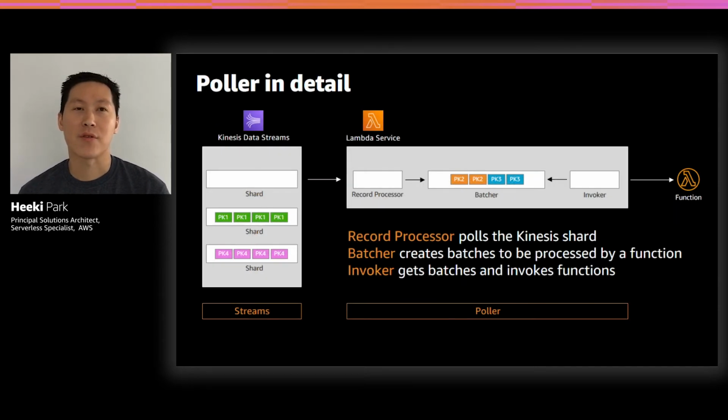Let's take a deeper look at the poller. The poller has 3 components. The record processor is the actual consumer of the Kinesis shards and is responsible for making the get records call. The record processor then hashes the partition key and passes those records along to a virtual queue called the batcher. This is where records are stored up for retrieval based on configured polling policies, which we'll cover shortly. The invoker will then get records from the batcher and invoke the configured Lambda function with the records as the event payload to the function. Now we have a few options of how we configure the invocation of those functions.